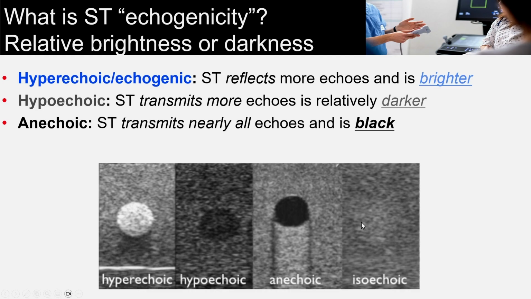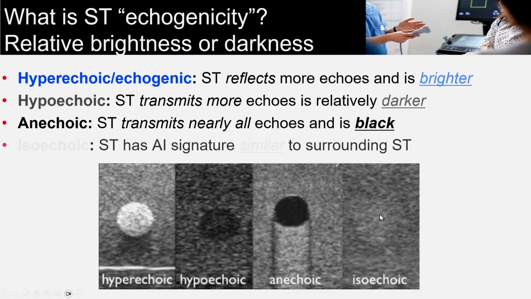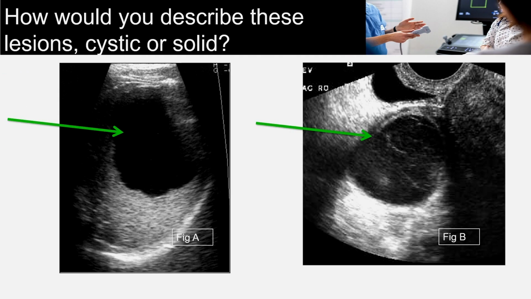And then the last one is isoechoic. It's really difficult. It has an acoustic impedance that is extremely similar to the surrounding soft tissue. It's difficult to tell apart from it. Those are the most difficult to diagnose many times.